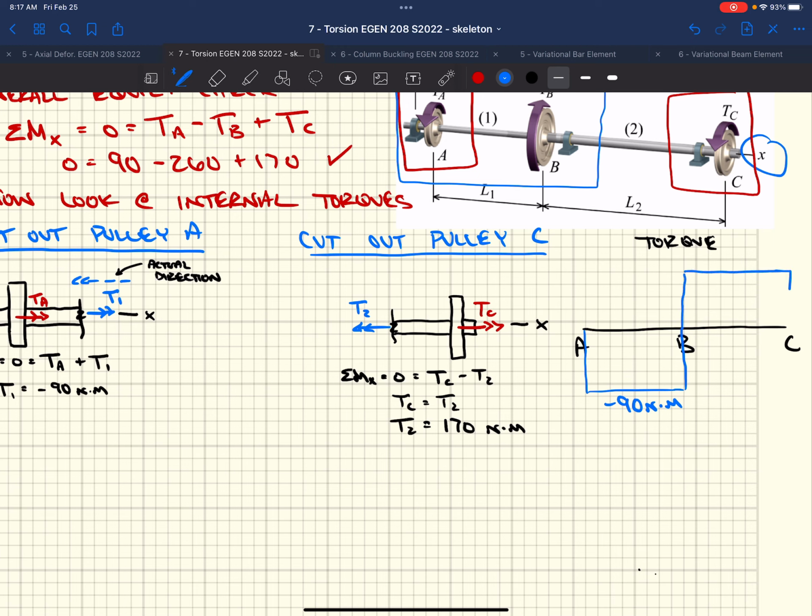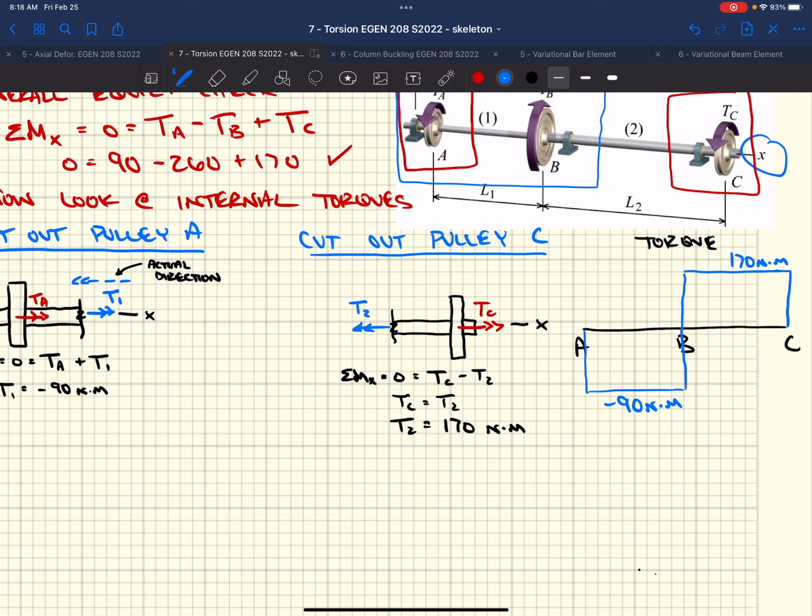So we got a positive 170 Newton meters in that shaft. Let's say that the sign convention, I don't want to confuse people, but it's good to know that there's a difference between a torque diagram, which is based on the sign convention for torque, which is based on which direction this arrow is pointing on the cross section. Is it pointed towards the cut or is it pointed away from the cut?